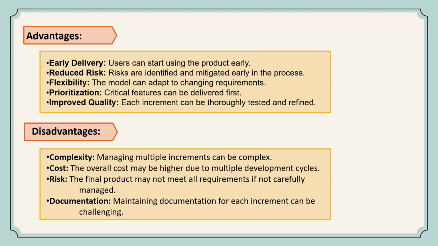Third is flexibility. The incremental model is highly adaptable to changes in requirements. New features can be added or existing ones modified in subsequent increments, ensuring that the final product meets the evolving needs of the customer. Next is prioritization. Critical features can be delivered first. Next is improved quality. Continuous testing and feedback throughout the development process leads to higher quality products. Issues can be identified and addressed early on, preventing them from escalating into larger problems.